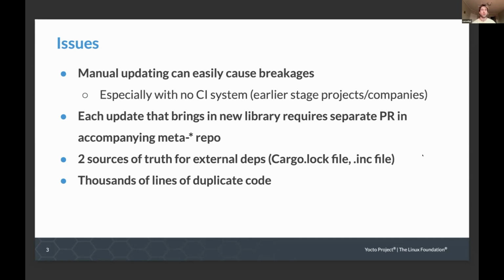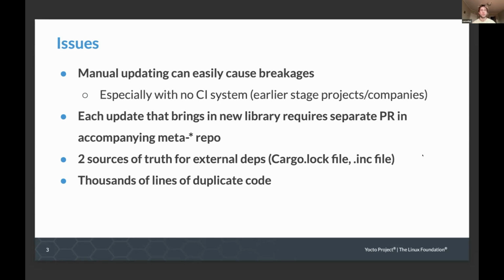Another kind of annoying thing with that is that each update that you do on your Rust side that brings in a new library requires a separate PR in the accompanying meta, like our company specific meta repo layer. So you update your code in your actual application code repository, and then you have to go in and create a new PR. Before we had any sort of automation around this, that meant that we had multiple PRs every day in our layer just to update these dependencies.